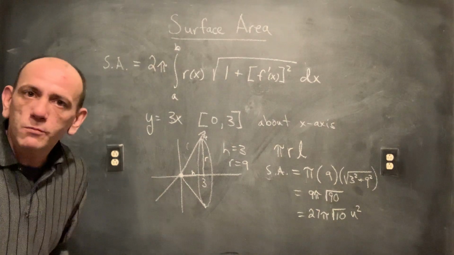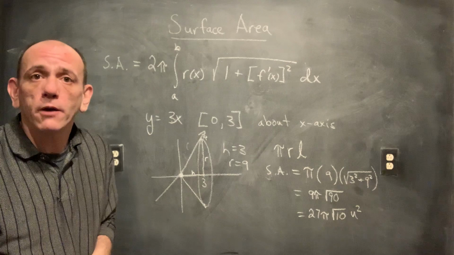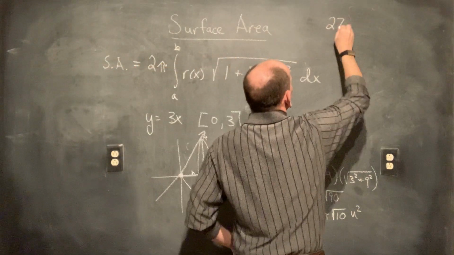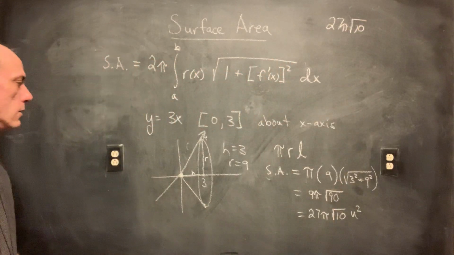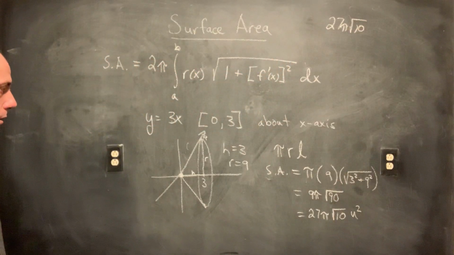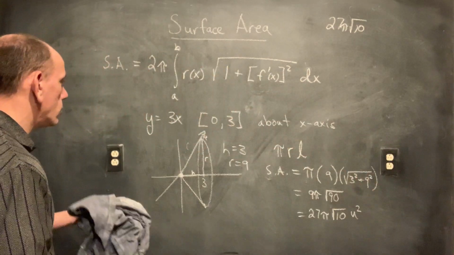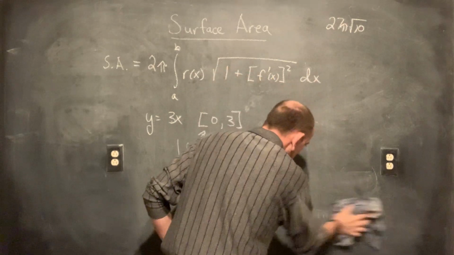Okay, so we got that from geometry, from just the straight formula for the surface area. And let's hang on to that. Let's write it up here: 27 pi root 10 units squared. So we know that one from geometry, just that way. And let's try to do it the calc way and see if it works.